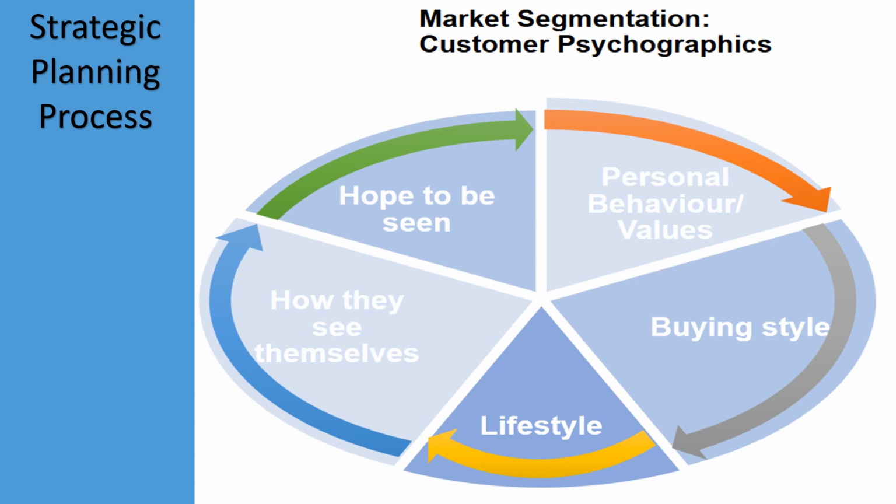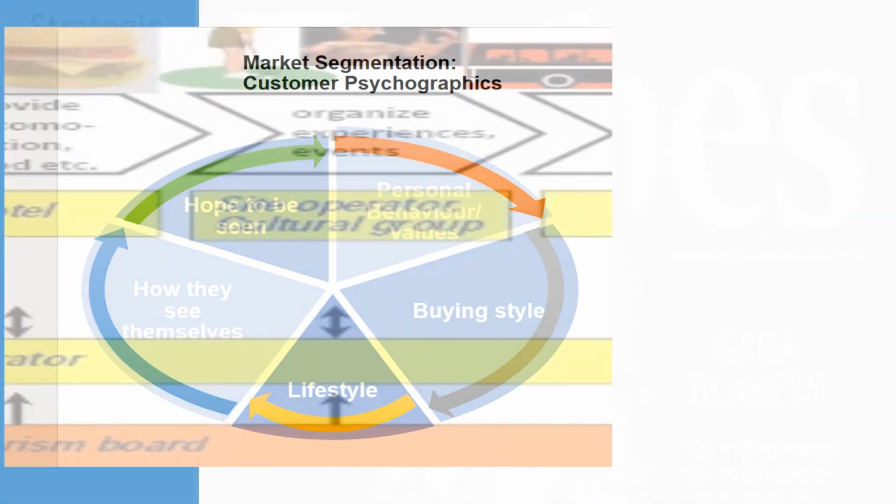Psychographic segmentation: lifestyle, personal behavior, values, buying style, how they see themselves. Which elements are you going to use in the psychographic segmentation?